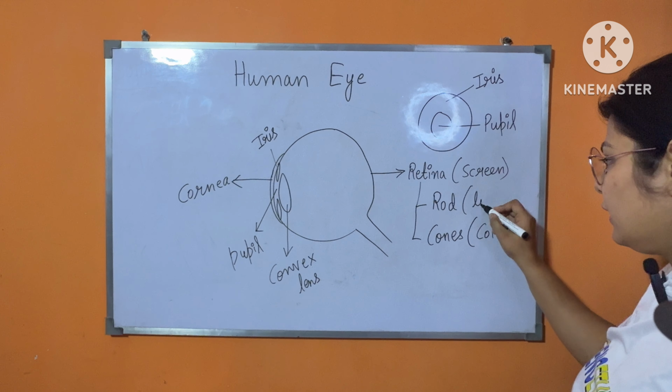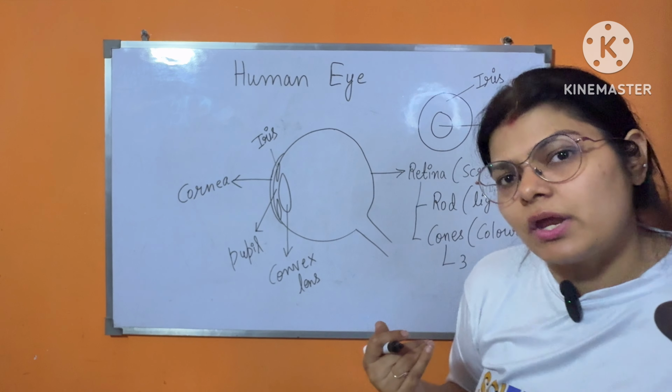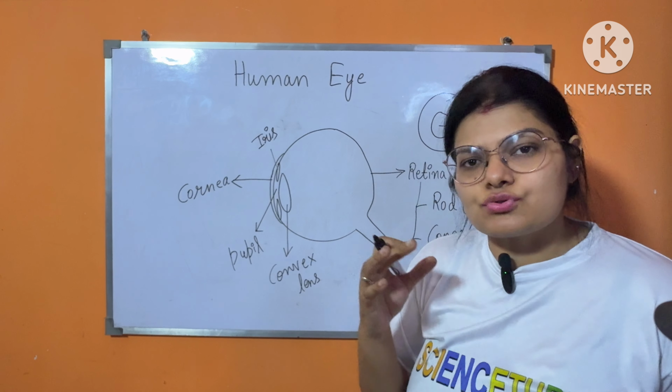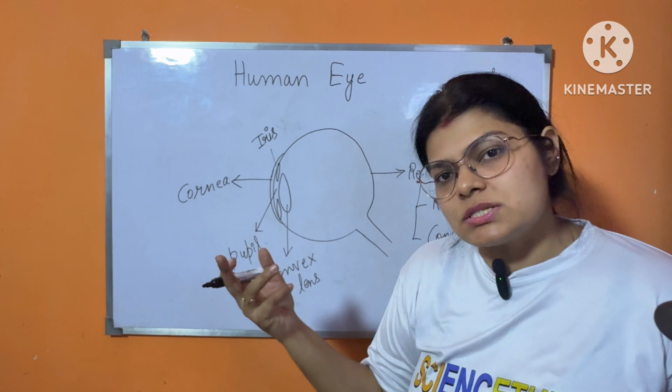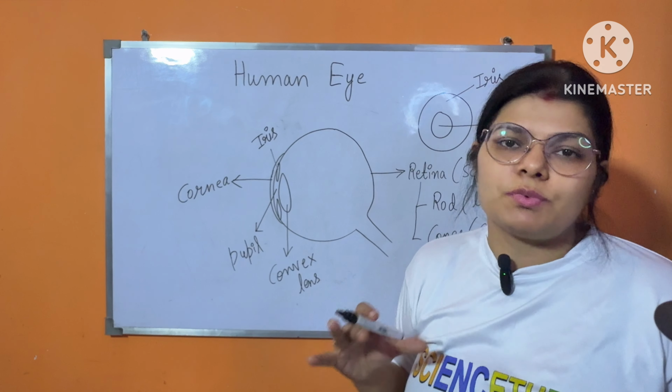Cone cells are of three types. We have three types of cone cells in our eyes. In birds, they have five types, so they can see more colors than us. We can see the seven colors of the rainbow, and we can make colors out of those only. We can mix those colors and form new colors. So basically those seven colors are visible to us.